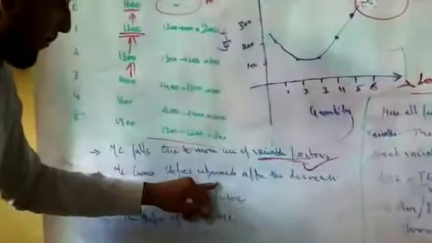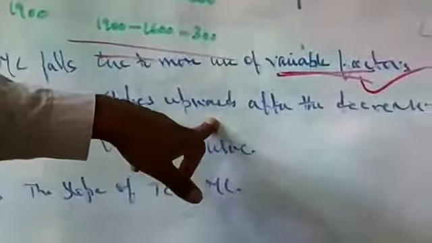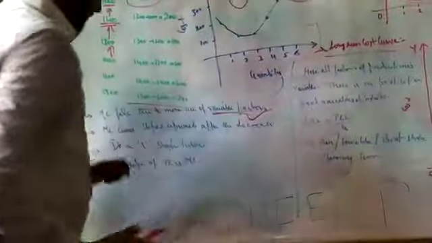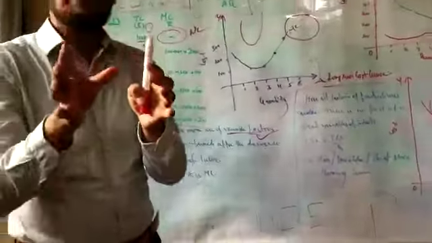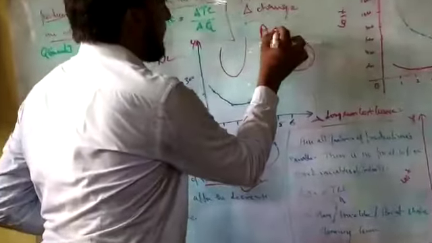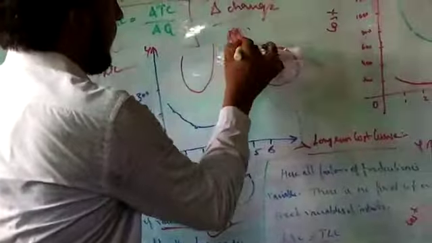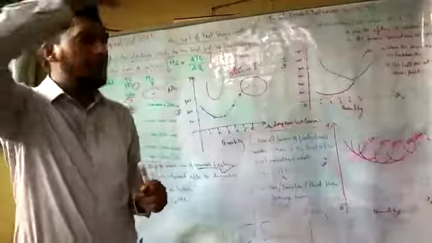The MC curve slopes upward after the decrease. What happened? There is a decrease, then it remains the same, and after that it moves forward. The marginal cost curve slopes upward after the decrease. First it decreases and later on it increases. It is a U-shaped curve, so no doubt it's a U-shaped curve. The shape of TC is like MC. How the total cost curve is, in the same way the MC curve will be. Both will have a U shape.